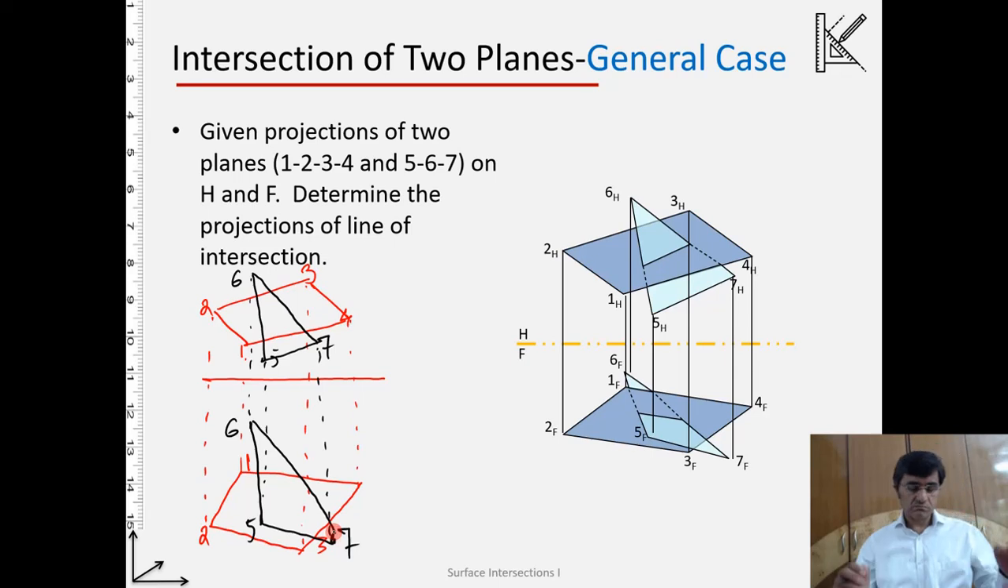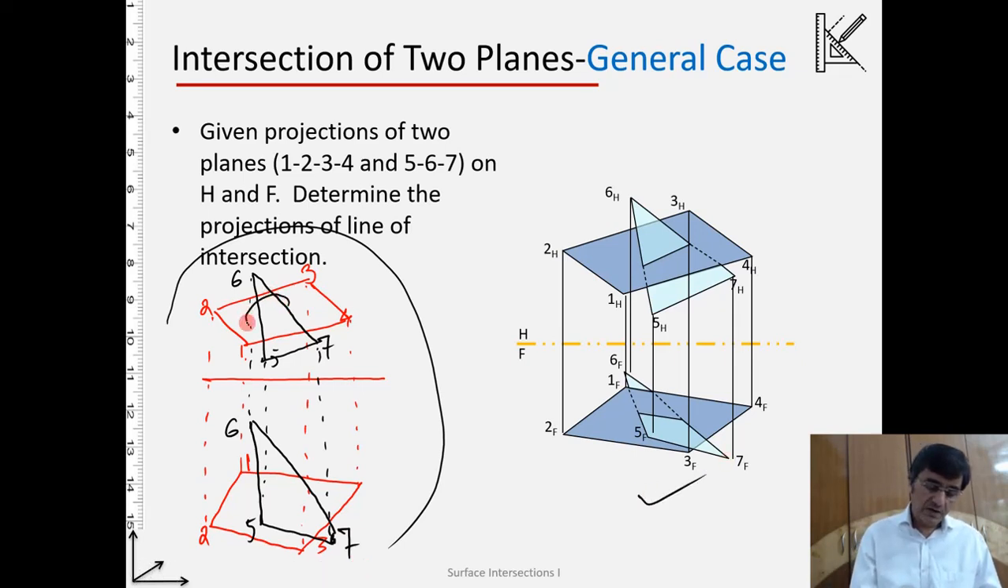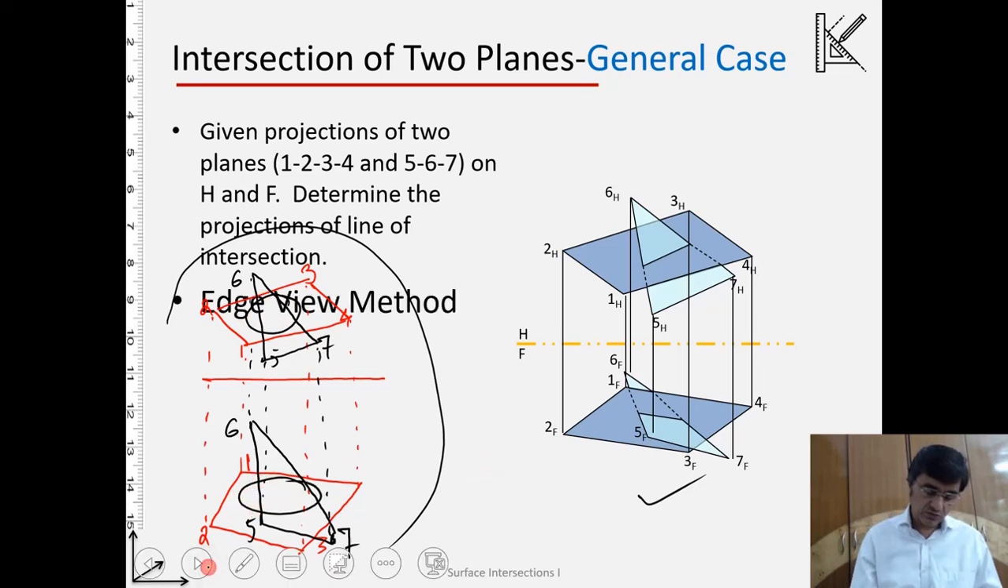Just to give you the idea, this is something which is given to you: the projections of two planes 1 2 3 4 and 5 6 7 as shown over here. What we have to determine is, where is the line of intersection? That is what we have to solve now.